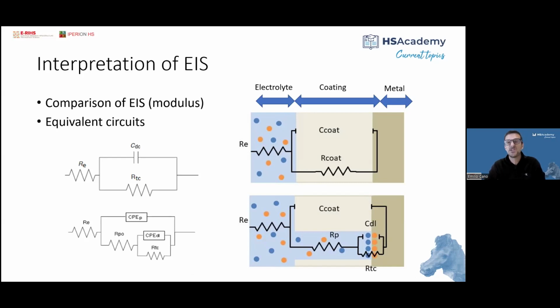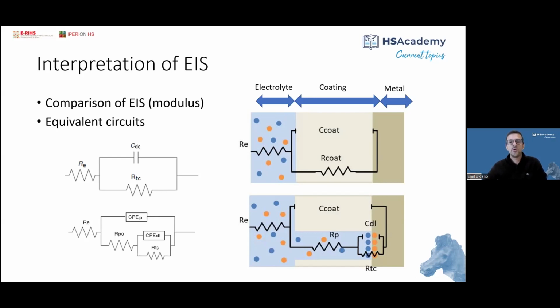Re, which is the resistance of the electrolyte, and then we have 2 elements in parallel, a capacitor and a resistance. In a bare metal, this capacitance is due to the double layer capacitance of the metal immersed in the electrolyte, and the resistance stands for the charge transfer resistance. That is the resistance associated with the oxidation process of the metal. This is a very simple one.